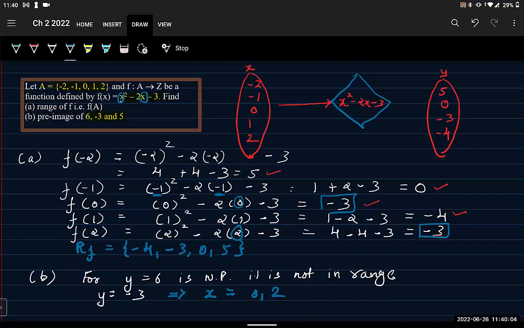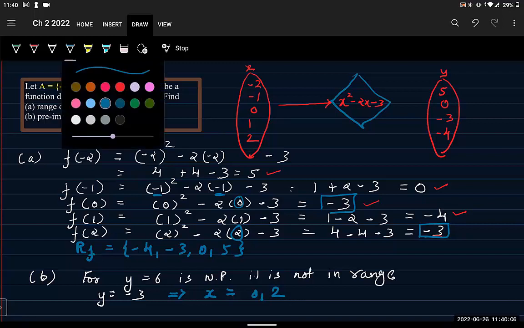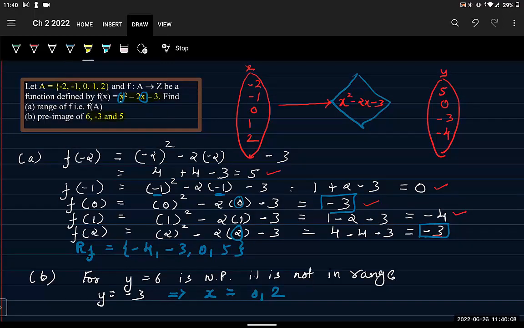Next, we get the value of 5. We get the value y equals to 5 when x is equals to -2. So we can say the pre-image of 5 should be equals to -2.